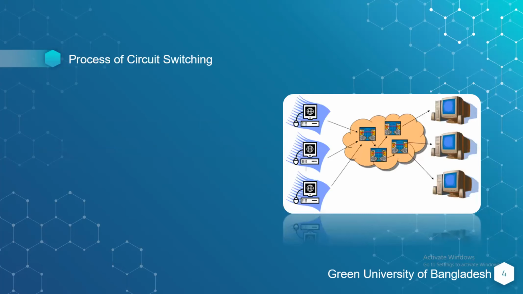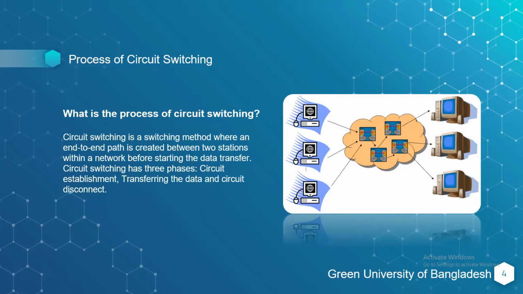Process of circuit switching. Now, what is the process of circuit switching? Circuit switching is a switching method where a path is created between two stations within the network before starting the data transfer. The phases are circuit establishment, transferring the data, and circuit disconnect.